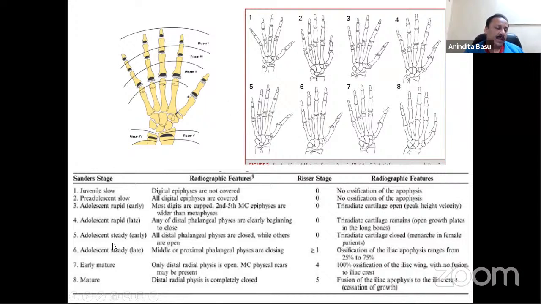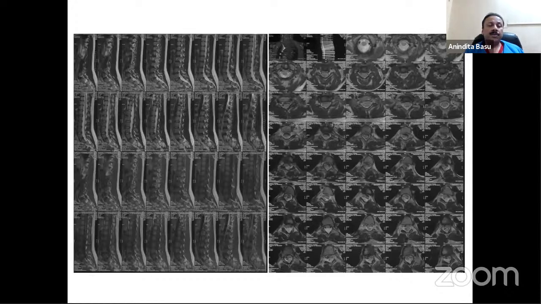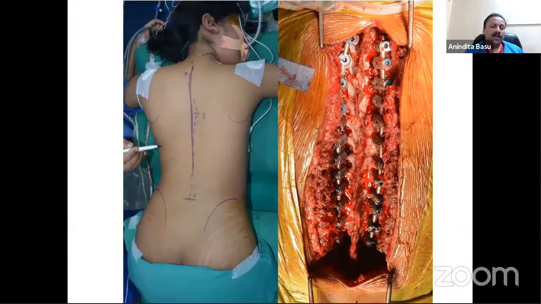And finally, in type 5-6, which is the steady adolescent growth, you look at the MCPJs, whether they're capped or not. And as I told you, 7 and 8 means it's the maturity stage. That means the wrist epiphyses are also gone. So this was a patient with a normal MRI, and that is how we planned out the incision.